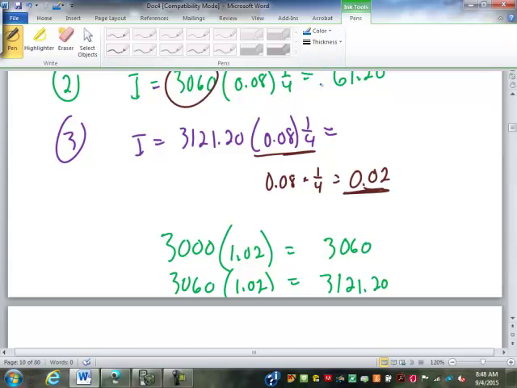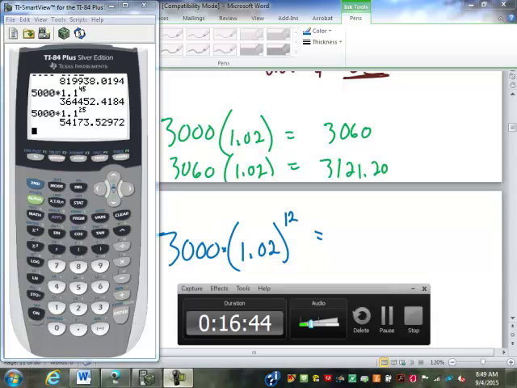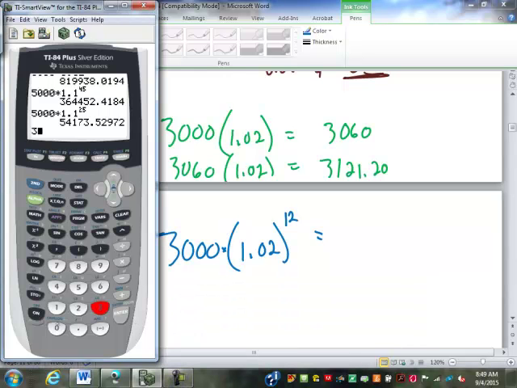In math, if we're multiplying by the same number over and over again, we have a shortcut for that, which is an exponent. I do 3,000 times 1.02 to the power of 12 to do it 12 times. Oops, that's not what I want. This one's what I want. 3,000 times 1.02 to the power of 12. So $3,804.73.